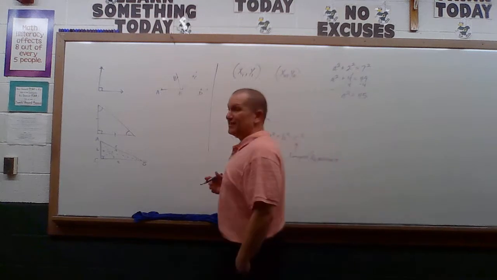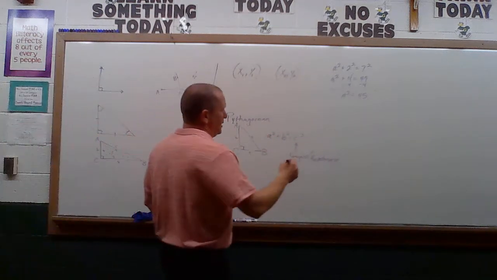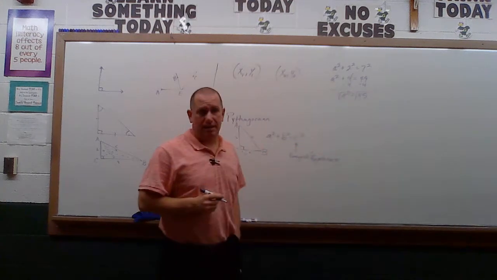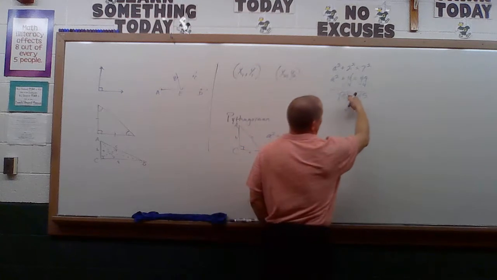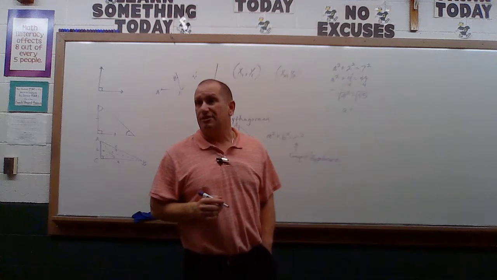45. Now, if I have something squared, how do I unsquare it? Square root. I take the square root, right? So if I take the square root of one side, I gotta take the square root of the other side. My square root should cancel out the squared, so a equals, do I know the square root of 45?